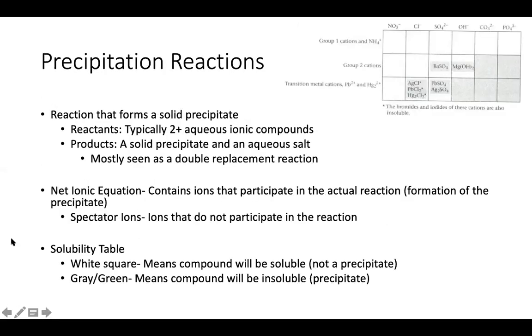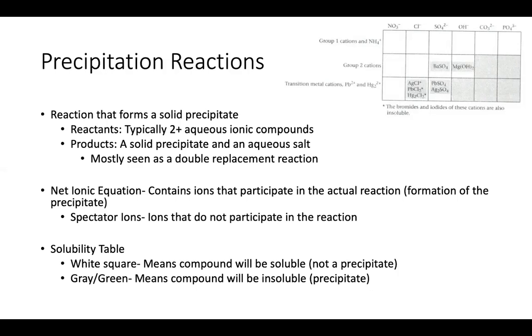Okay, and I had a question. Yep. How do you know that it's a spectator ion? How do I what? Excuse me? How do you know that it's a spectator ion? So for precipitation reactions, anything that does not make up the solid will be a spectator ion.